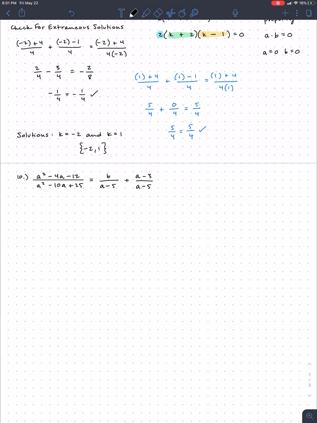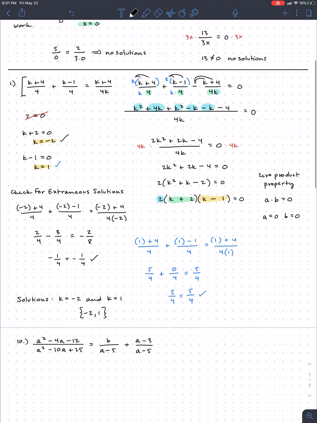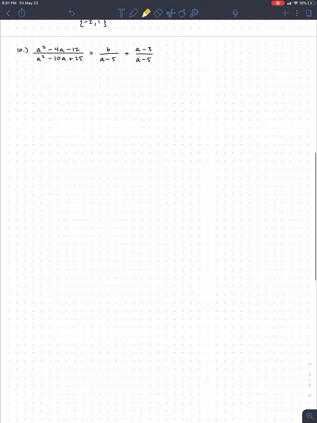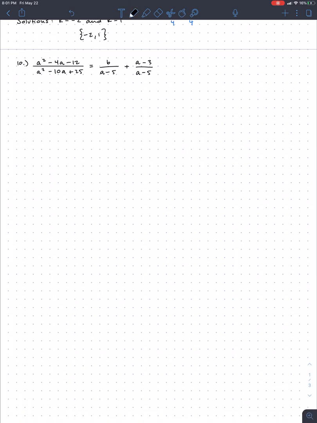All right. So remember that we have these two methods. We can either cross multiply or we can move stuff to the other side. Again, I'm going to choose this method because it's a little easier to move things to the other side first and then start simplifying.